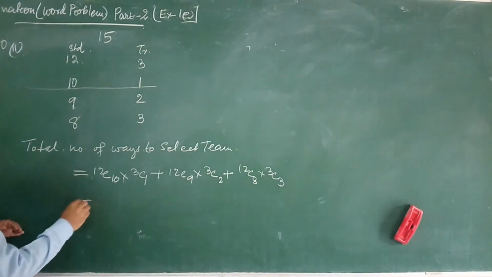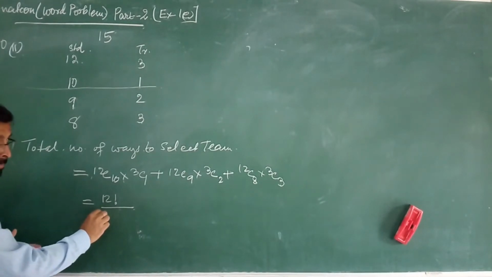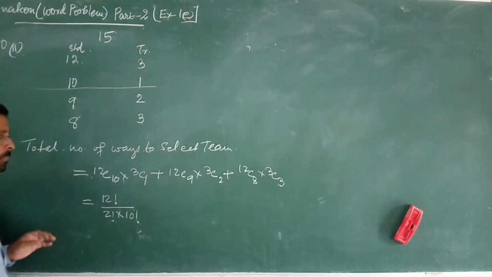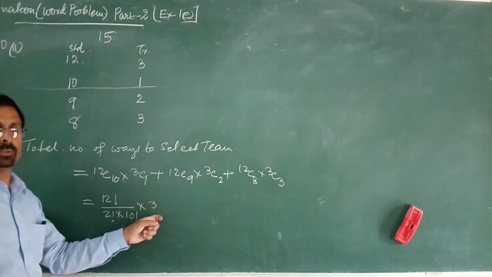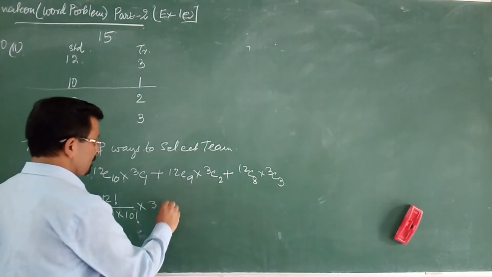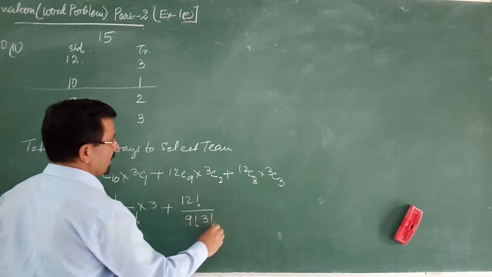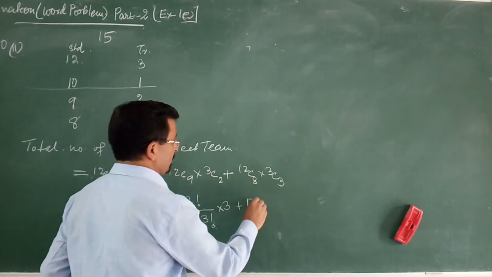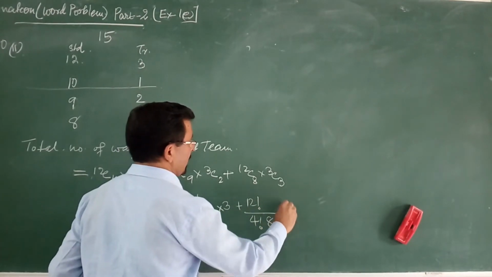We can now simplify. 12 factorial over 2 factorial into 10 factorial, into just 3. I am just writing the result of this. You can check this calculation in the rough now because we have done so many questions. Plus 12 factorial over 9 factorial and then 3 factorial, into just 3. And this is now 12 factorial over 4 factorial into 8 factorial, and this will become 1.